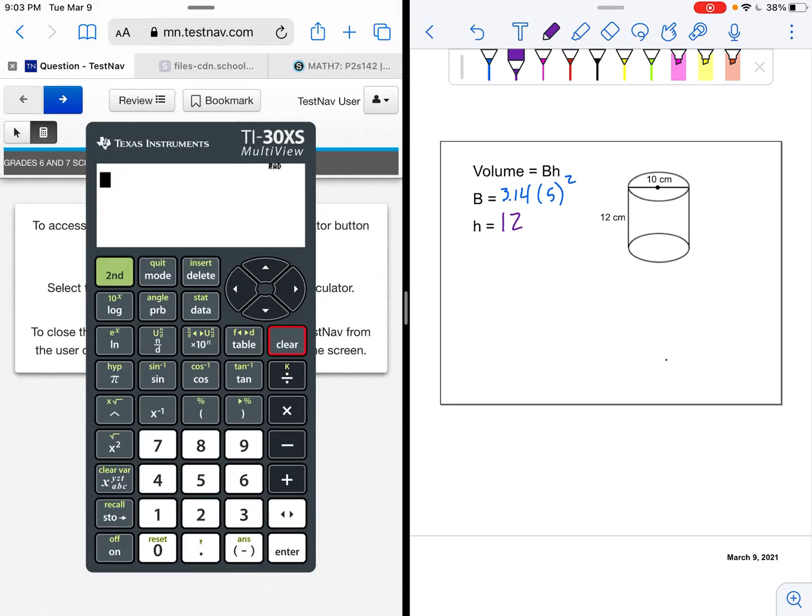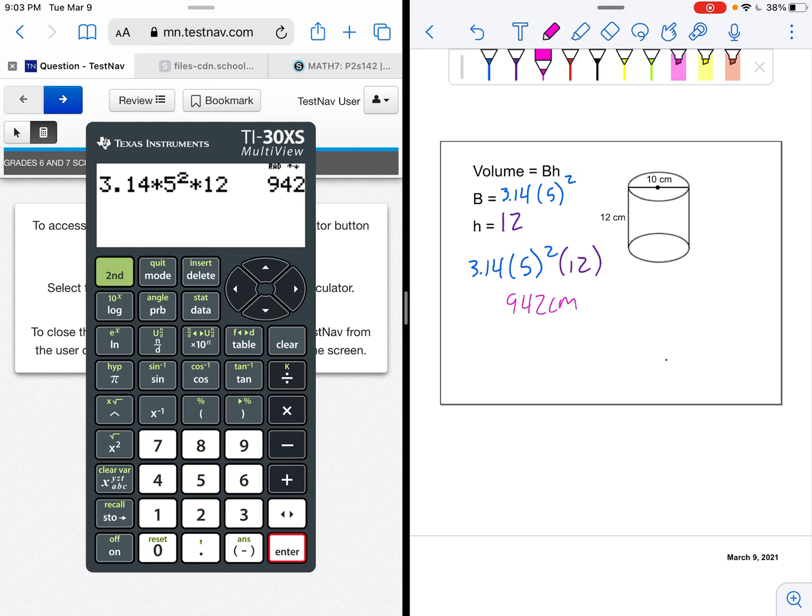And I'm going to go ahead and put it all in one spot, all just kind of at one time so we can see what's happening. So I have 3.14 times 5 squared. Height is 12. So let's just put it in our calculator all at one time. 3.14 times 5 squared times 12. And it ends up that this is going to be 942 centimeters.